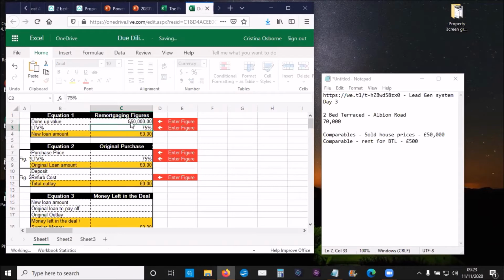We are going to assume that there's no refurb done to this property. It is as it is. We buy it and we rent it out straight away.